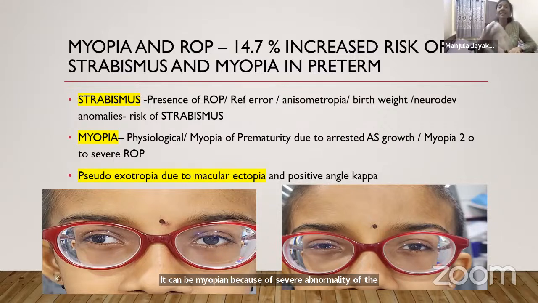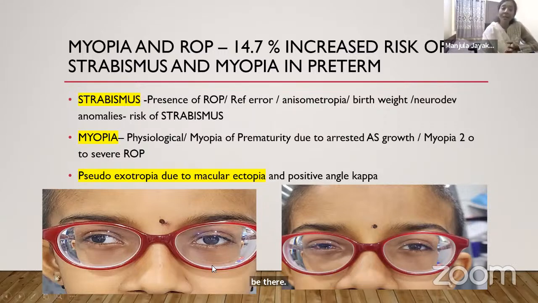So strabismus occurs in myopes, in preterms, when there is presence of ROP, when there is a refractive error, when there is anisometropia, when there is lower birth weight, when the child is associated with neurodevelopmental anomalies. So myopia in a preterm infant can also be there. Strabismus in a preterm infant can also be there. When there is myopia, you give myopic glasses. When there is strabismus, you will surgically correct them at an appropriate age.